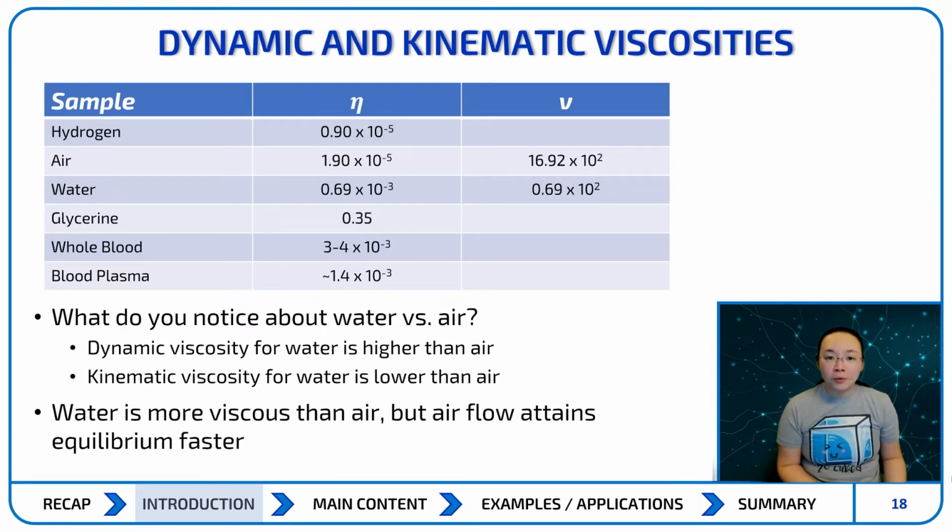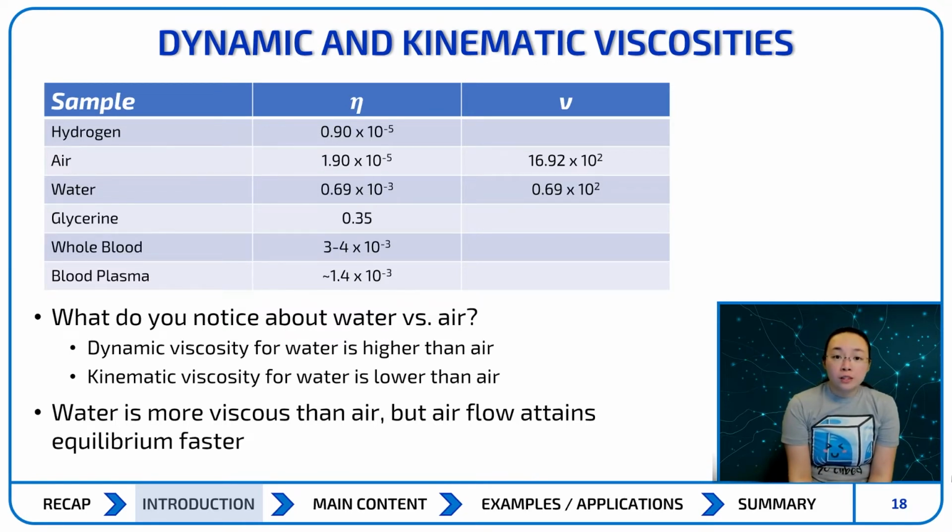Very important to know that the coefficient of viscosity is different for different parts of your blood. So whole blood actually has 3 to 4 times 10 to the -3 as a coefficient of viscosity, whereas blood plasma has approximately 1.4 times 10 to the -3. So both very similar, but one is higher than the other, and we'll take a look at that afterwards. And it's primarily because of what blood is composed of.